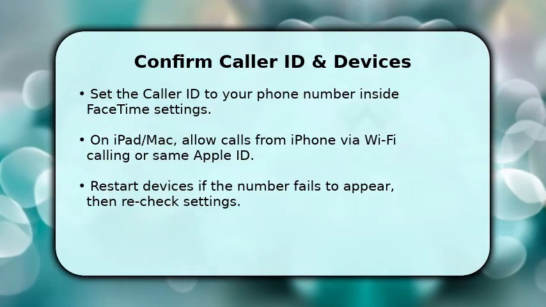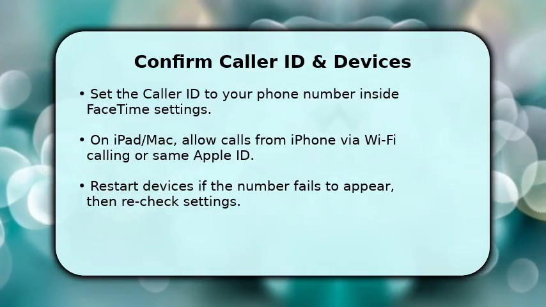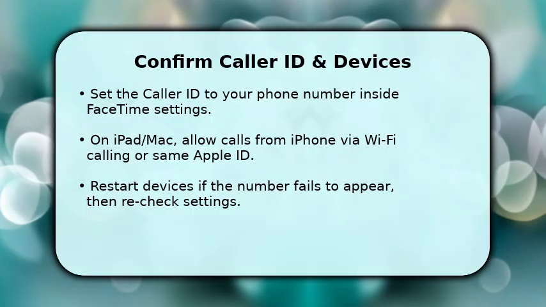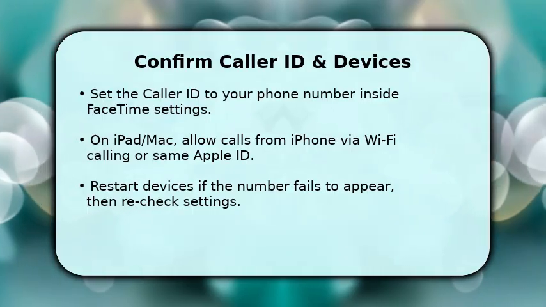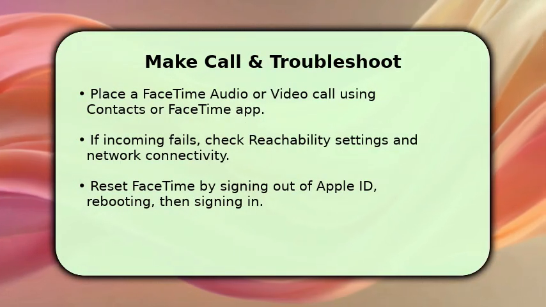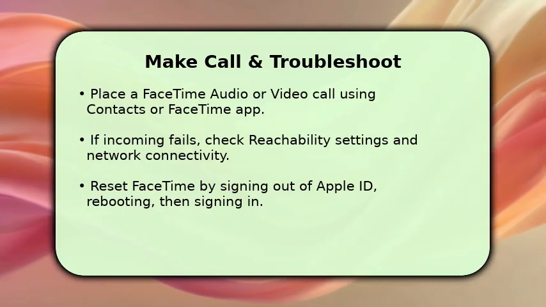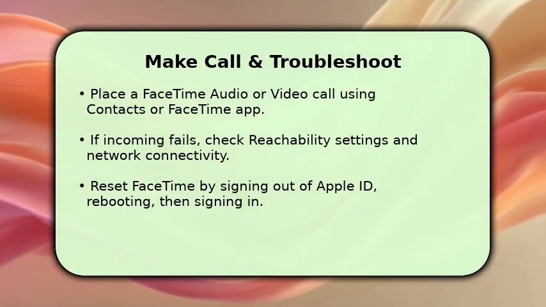If you rely on Wi-Fi calling bridging, make sure cellular and Wi-Fi are active. If the number doesn't sync right away, sign out and back in. Finally, place a FaceTime audio or video call from the FaceTime app or the contacts card. You should appear with your phone number.